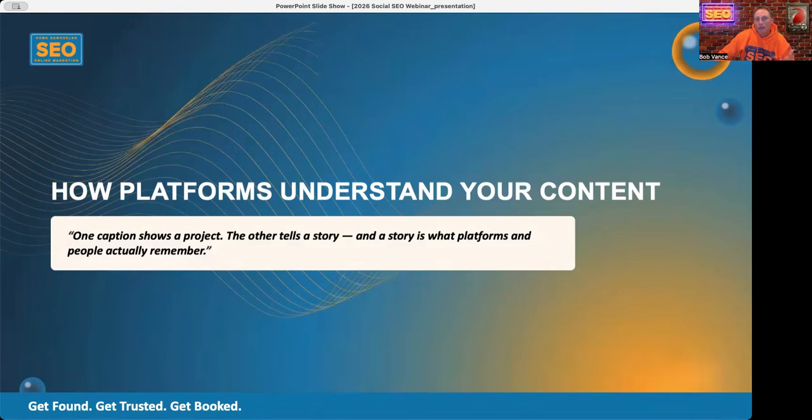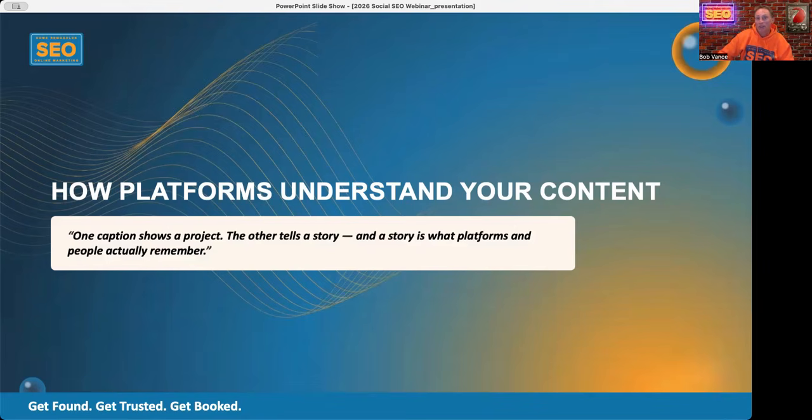And so, how do social platforms really understand your content? One caption shows a project, and the other caption tells a story. And a story is what both platforms and people actually remember. They remember the story. They see themselves in the story. One of the most common mistakes contractors make is assuming a great project photo speaks for itself. A beautiful transformation does matter, but a platform doesn't experience your work the way a homeowner does.